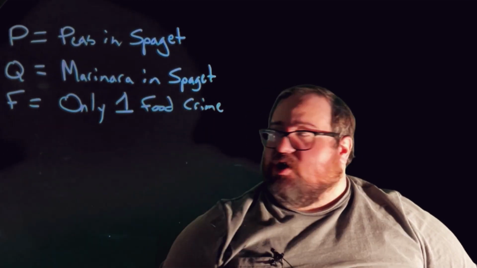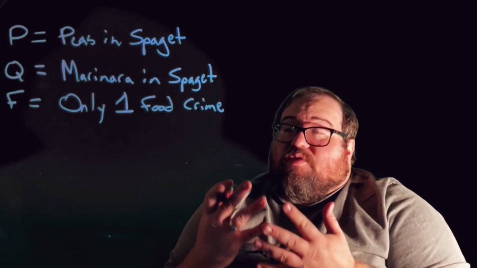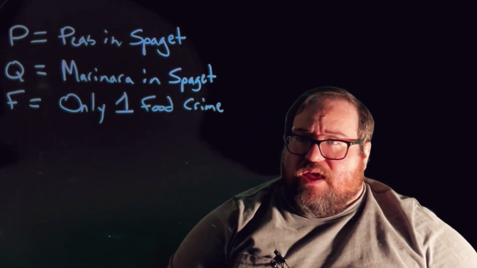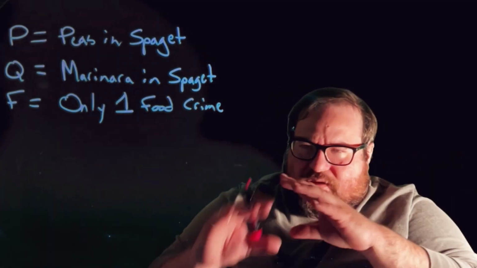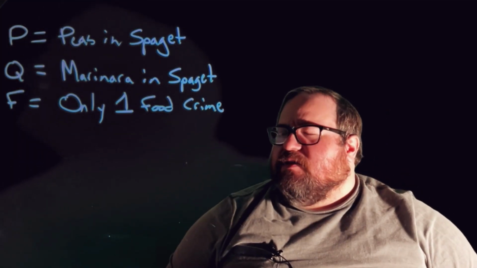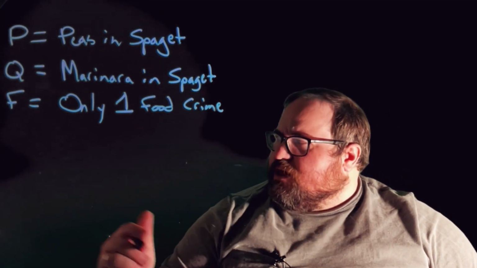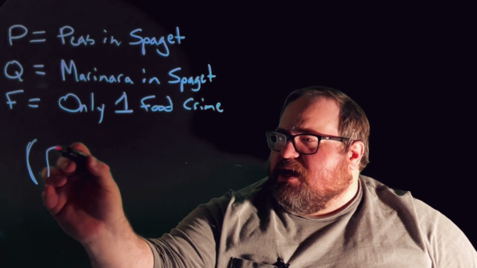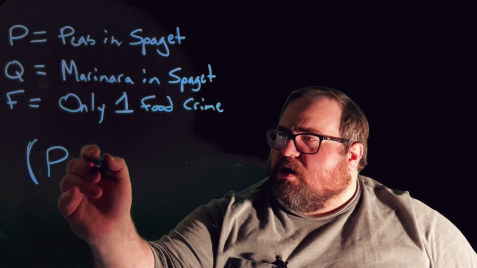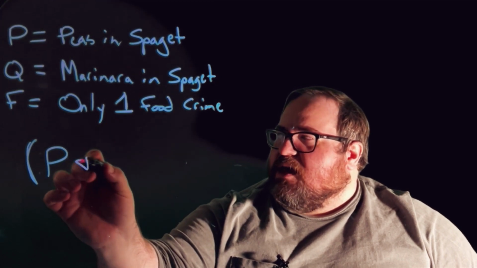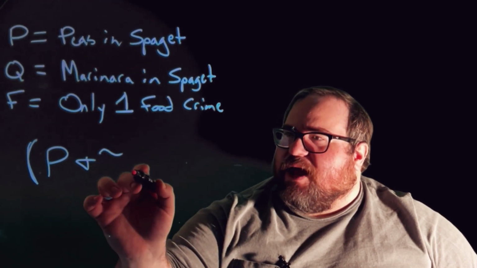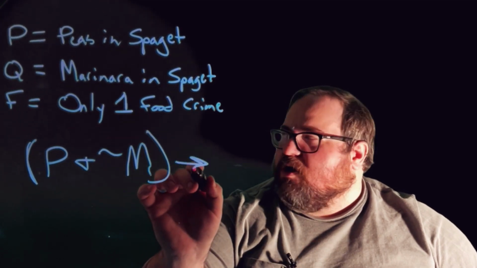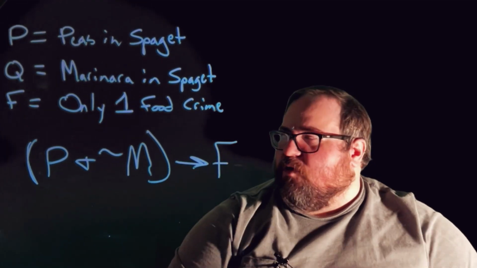Okay, so now we have our terms. How do we represent this argument? Well, the first thing that I would do is write it out as a logical syllogism. So if you added peas to your spaghetti, but it is not the case that you added marinara to your spaghetti, then you are guilty of only one food crime.